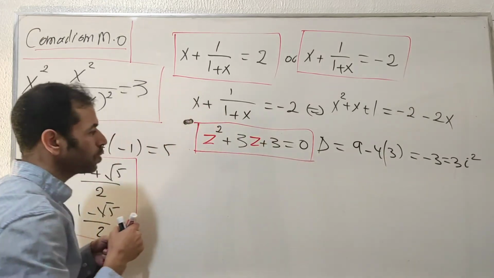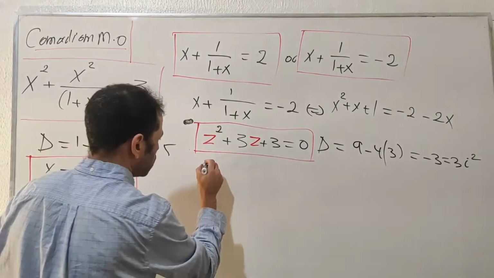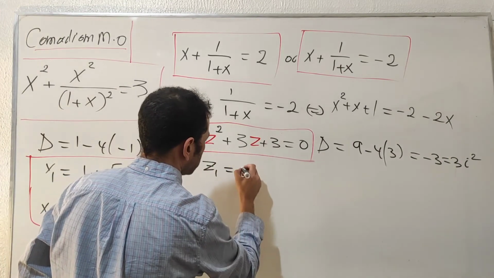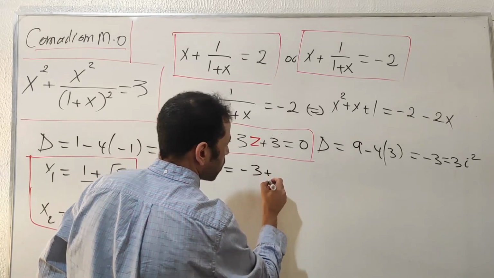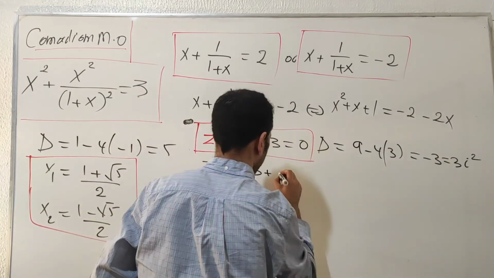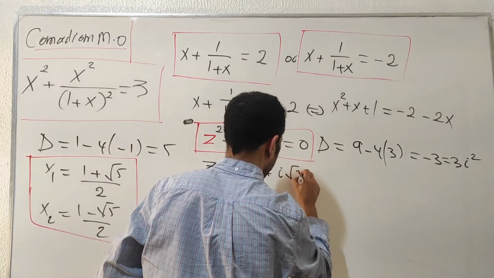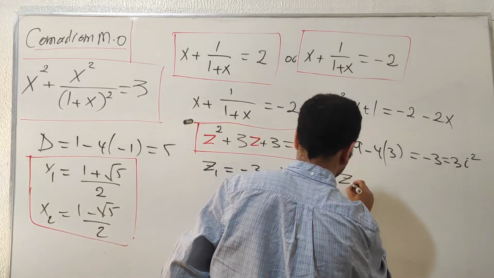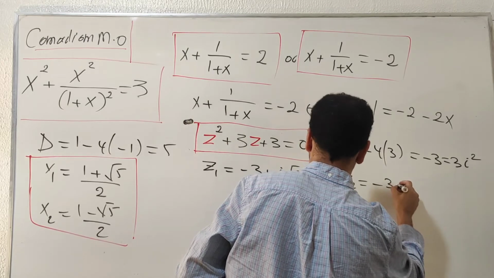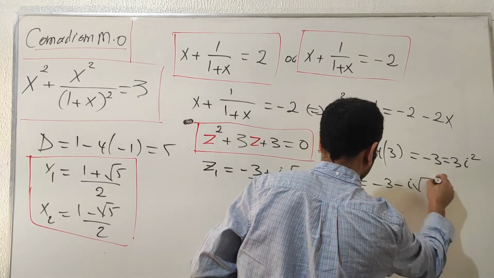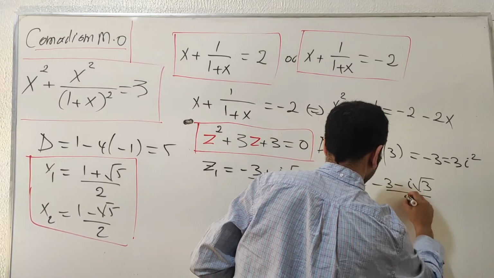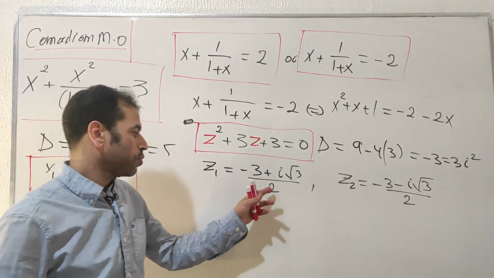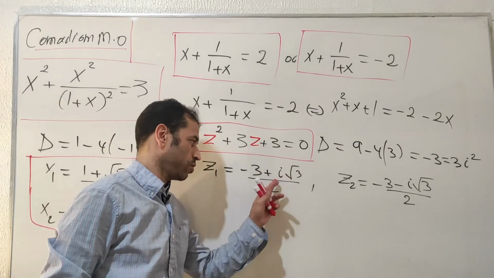Okay, so I get z1, which equals minus 3 plus square root of this one, which is i square root of 3, all over number 2. The second solution, I get z2, which equals minus 3 minus i square root of 3 all over 2, like this. Okay, so I'm going to transfer this one to the Euler formula.